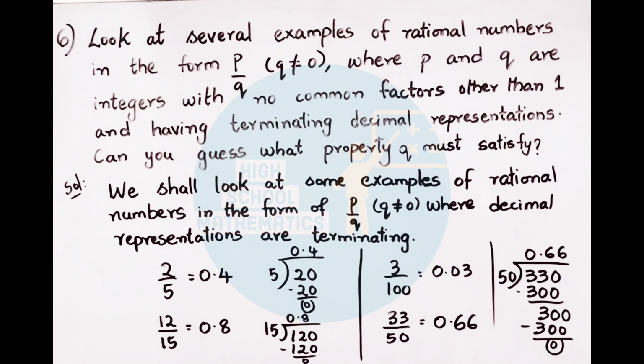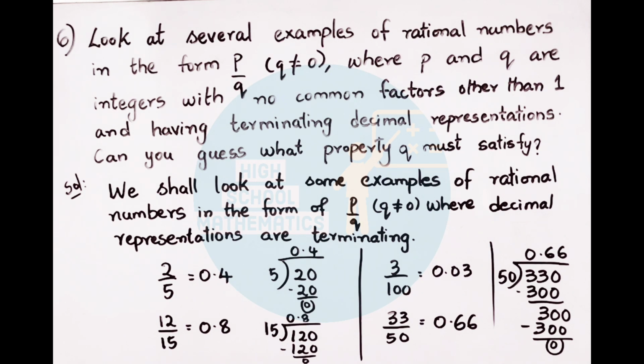See another example, 12 by 15. By using 15 we are going to divide the number 12. 12 is less than 15, so in the quotient we place 0 point and add a 0 here. Now the number is 120. 15 times 8 is 120. So 120 minus 120, remainder is 0. So the answer is 0.8.